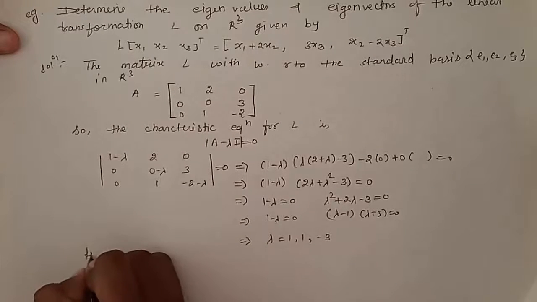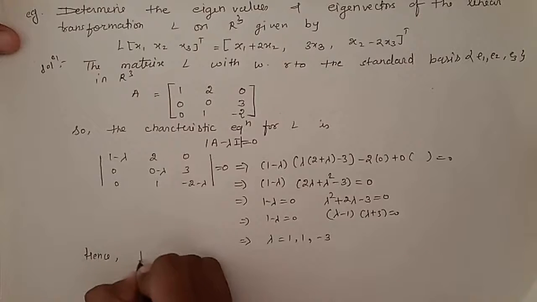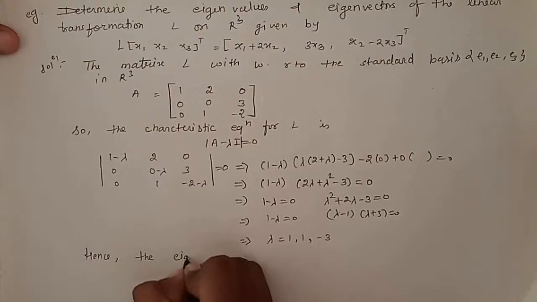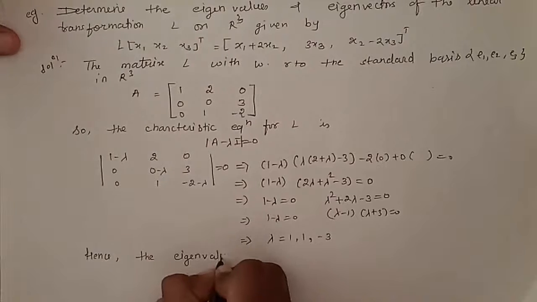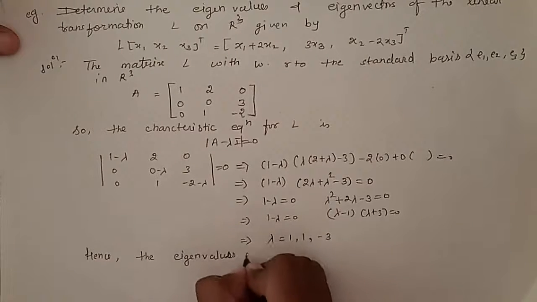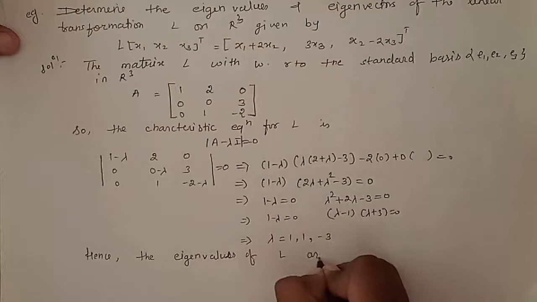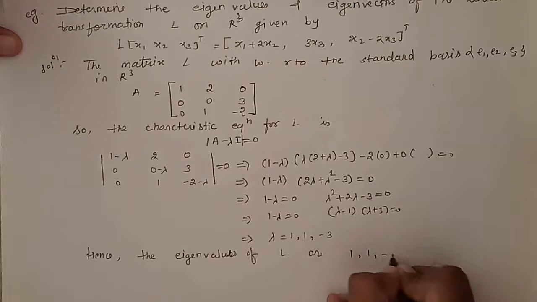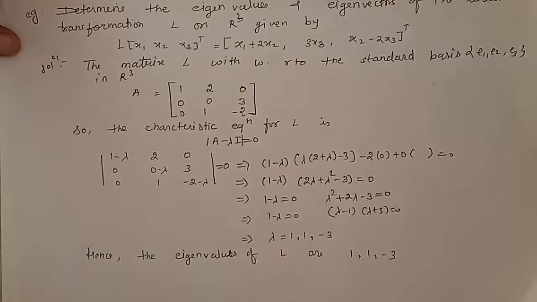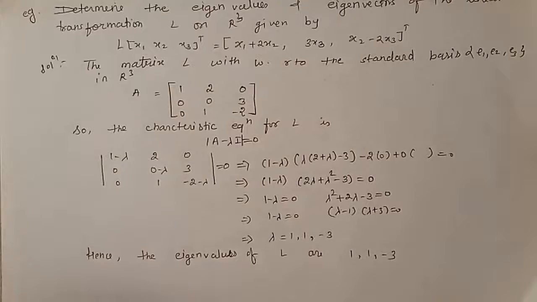Hence, the eigenvalues of L are 1, 1 and minus 3. Now we have the eigenvalues, so corresponding to these eigenvalues, we have to find eigenvectors also.